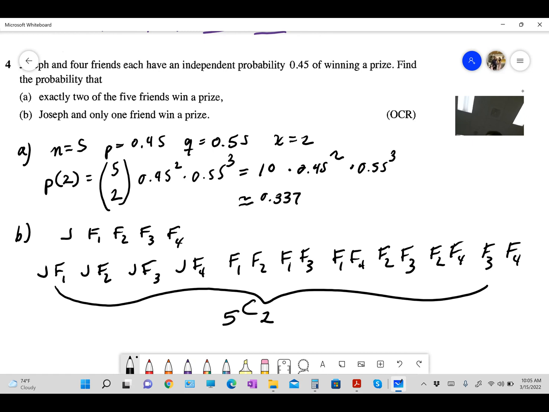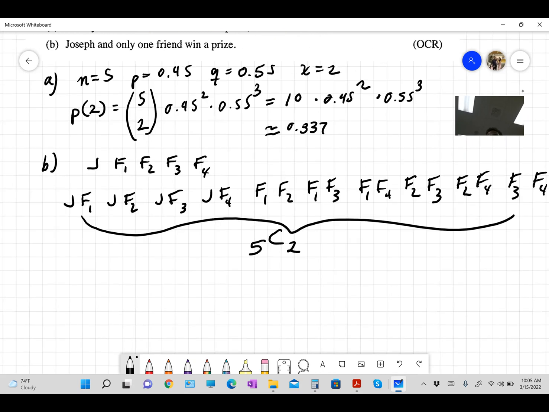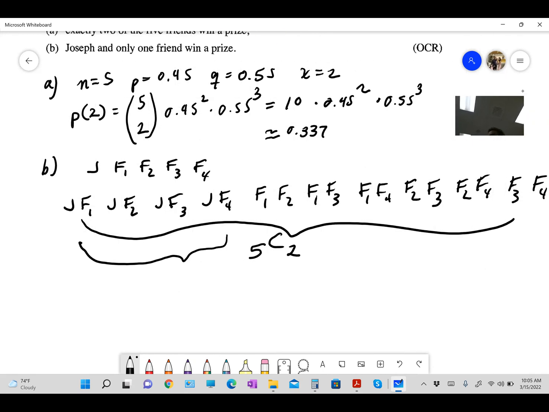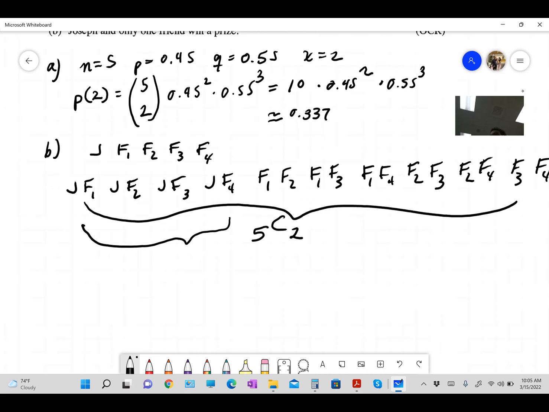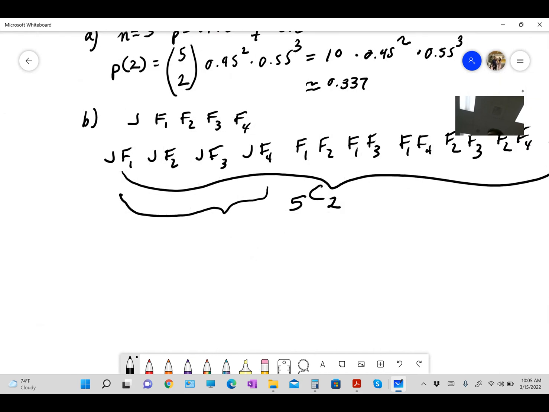It takes care of 10. But only 4 of these ways are exactly Joseph and the friends. So obviously there's only one way for Joseph to win, right? And there are 4 ways that Joseph can be paired up with his friends, right? So it's 1 times 4. That's a little hard to think about.